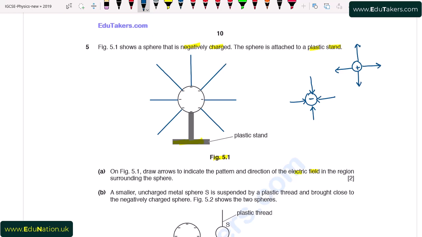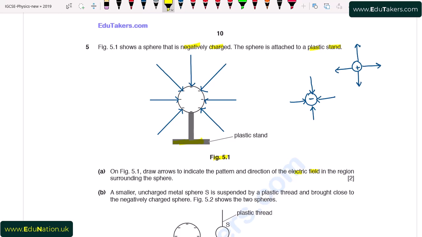Now I am going to draw the arrows. These are directed towards the negative charge. So this is the pattern of electric field due to the negatively charged sphere.